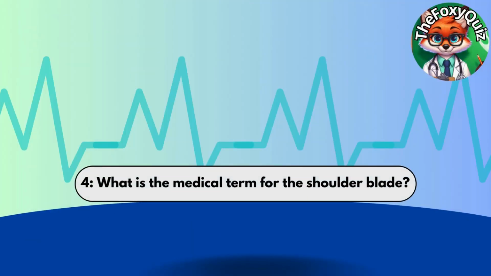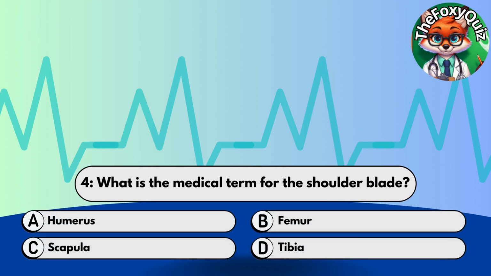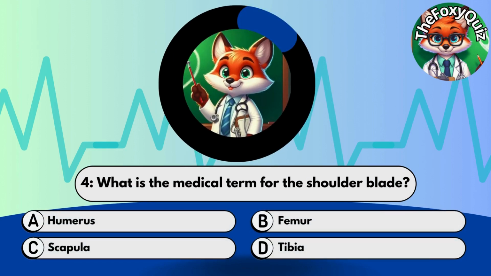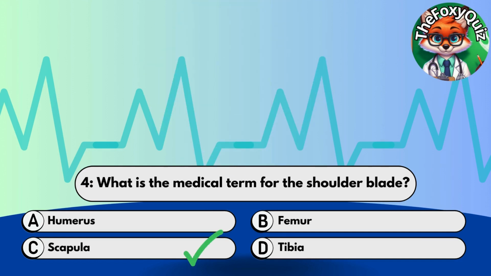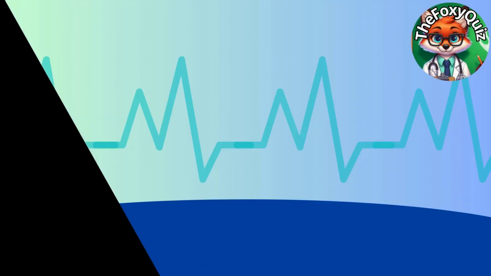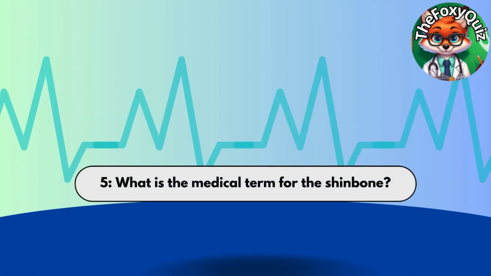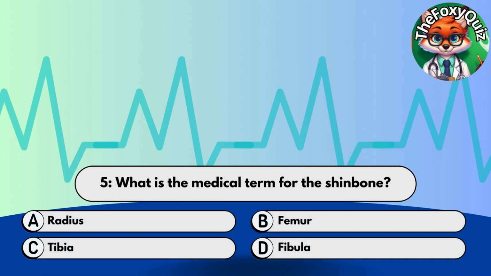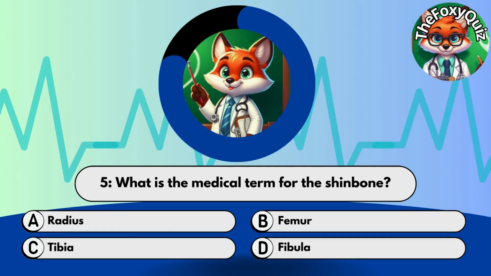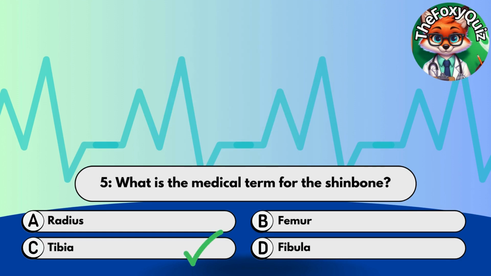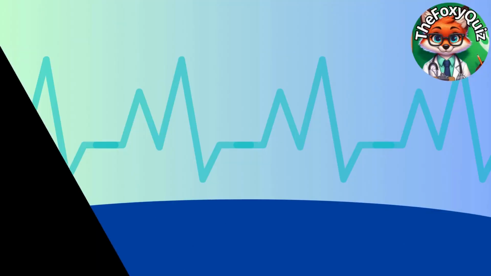Question 4. What is the medical term for the shoulder blade? What's your choice? Answer: C, scapula. Question 5. What is the medical term for the shin bone? Your choice? A, B, C, or D? Answer: C, tibia.